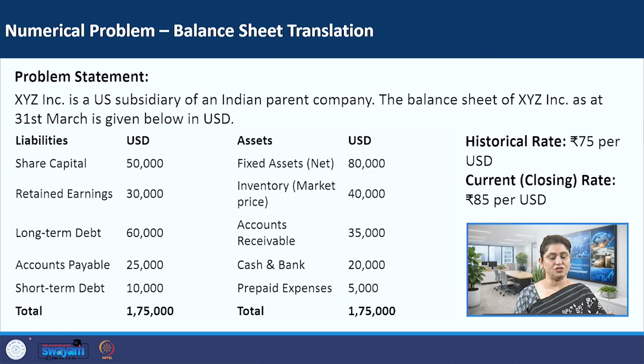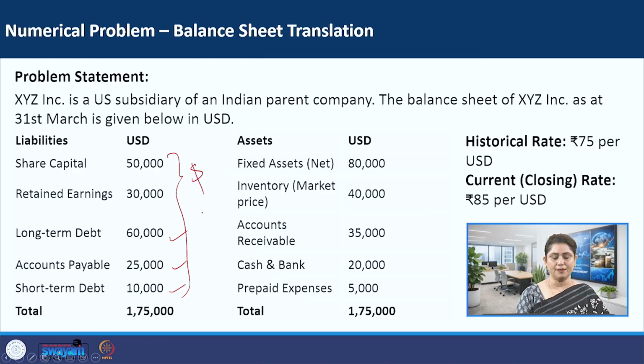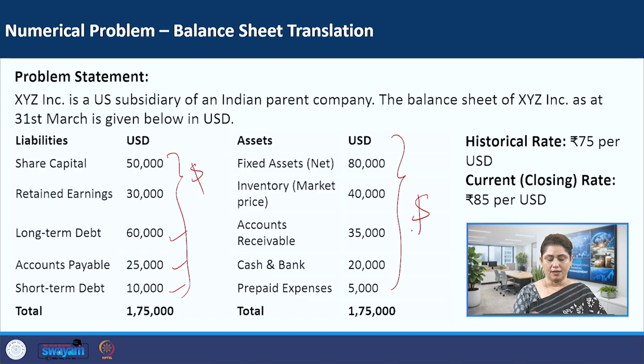So, we have been given share capital, retained earnings, long-term debts, accounts payable and short-term debts. All these things are given in dollars. Similarly, the asset side, fixed asset, inventory, accounts receivable, cash and prepaid expenses are also given in dollars. The total of the liabilities is $1,75,000 and that of assets is $1,75,000.